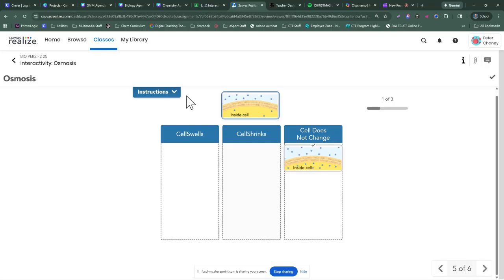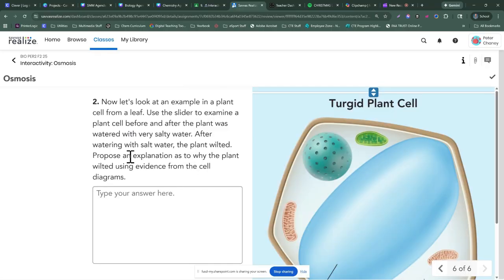And then we have last, slide 6. So now let's look at an example in a plant cell from a leaf. Use the slider to examine a plant cell before and after the plant was watered with very salty water. So after watering with salt water, the plant wilted. Propose an explanation as to why the plant wilted using evidence from the cell diagram.